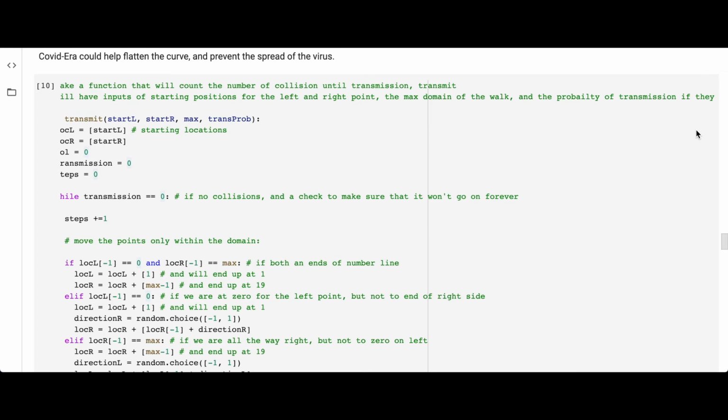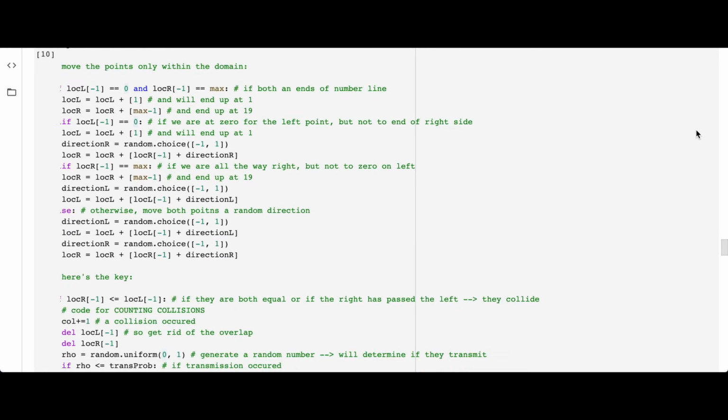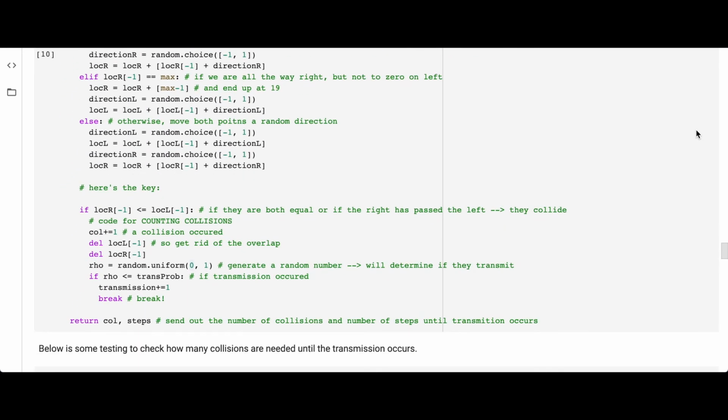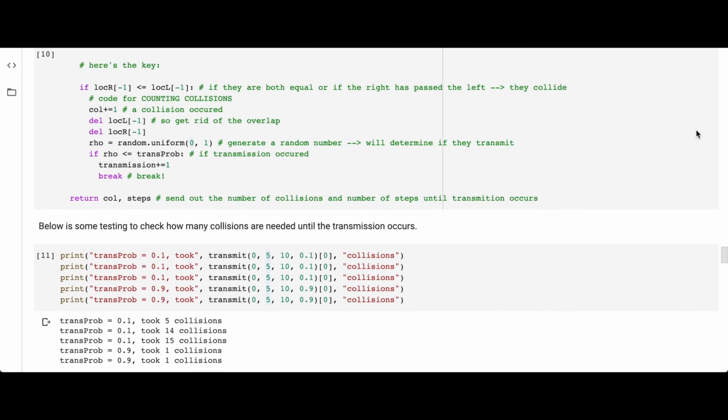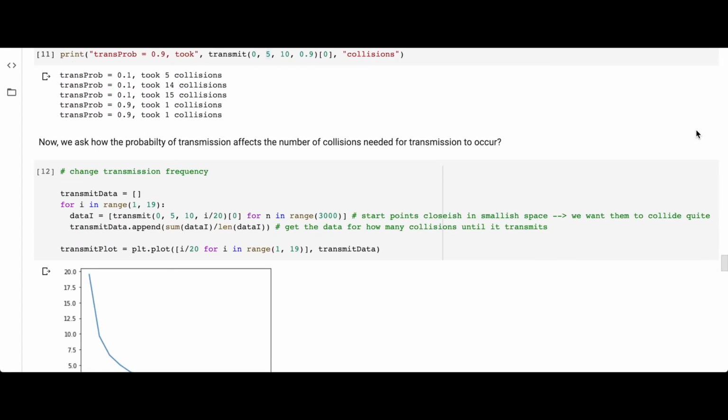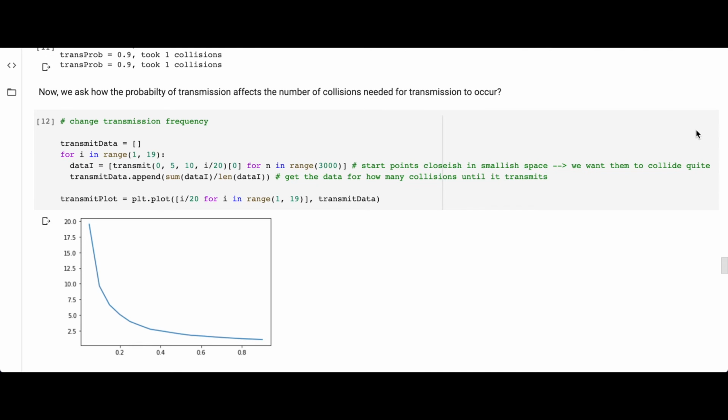We have 2 points, one who has the virus and the other who doesn't. To do this, we make a function that will count the number of collisions until transmission, the function named transmit, and this function includes the probability of transmission if they collide. The key in this code includes the variable rho, which is a random number between 0 and 1, and if rho is less than or equal to the probability of transmission, then we say a collision occurred, and we break the loop. In this function, the points can collide, but they won't always transmit the virus between them.